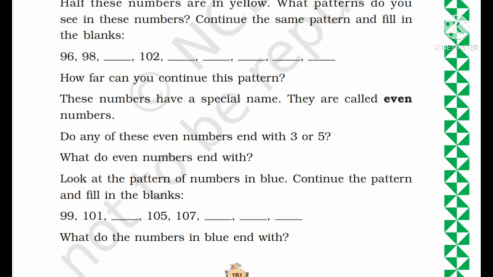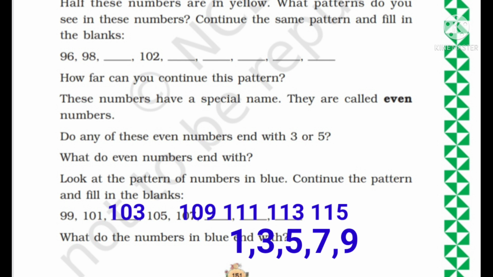Look at the pattern of numbers in blue. Continue the pattern and fill in the blanks. 99, 101. The next is 103, 105, 107, 109, 111, 113 and 115. What do the numbers in blue end with? Numbers in blue are odd numbers. Odd numbers end with which numbers? 1, 3, 5, 7 and 9.